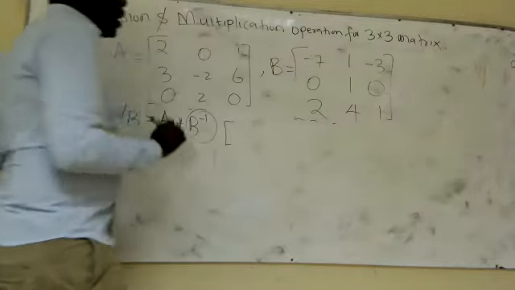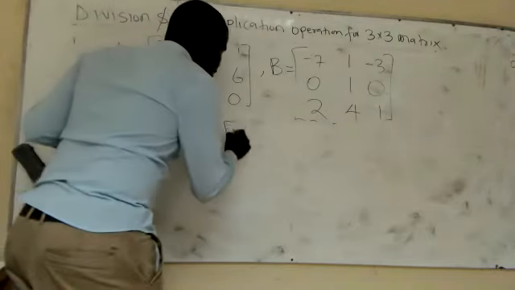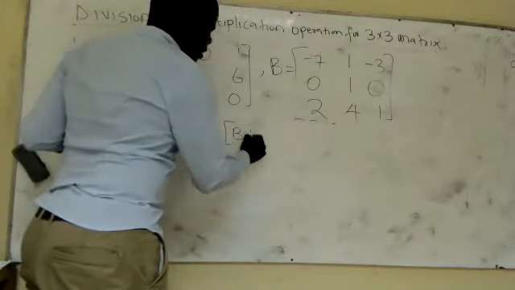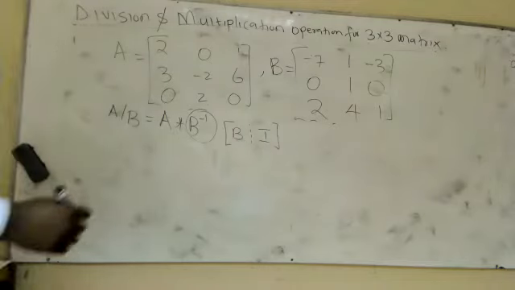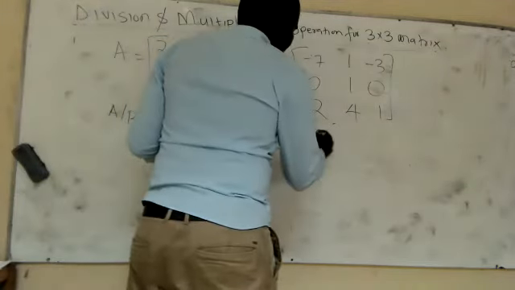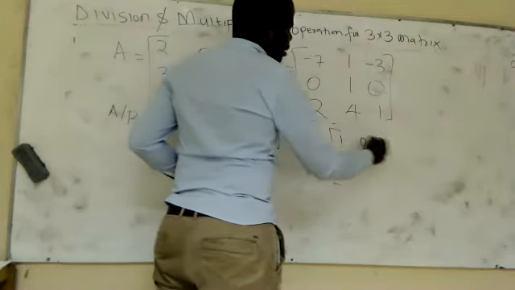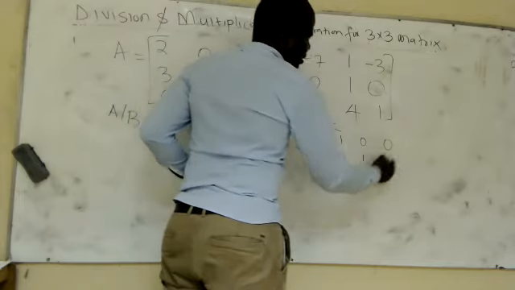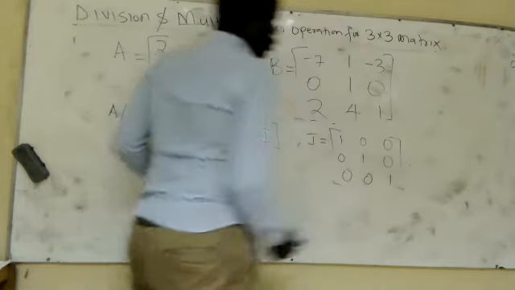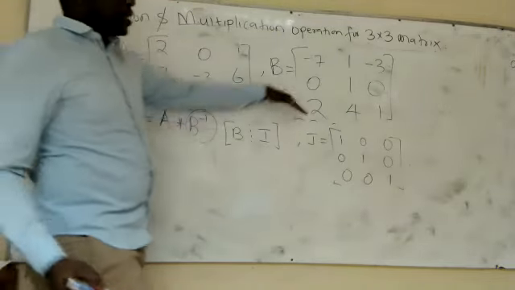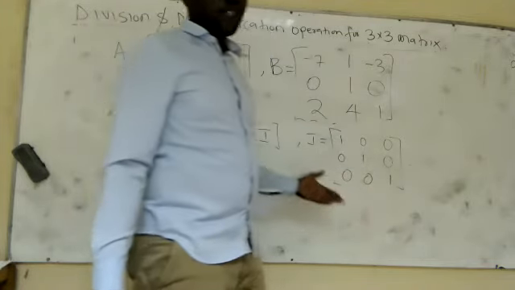So we use a row echelon form. I've told you a bit about row echelon form, of which we write matrix B with dotted lines, but on the other side, we have the identity matrix. So what is the identity matrix? Identity matrix for 3 by 3 is given by this. On the diagonal, we have 1, but everywhere else we have zeros. So this is what is called the identity matrix.